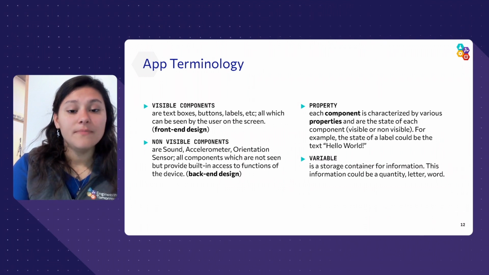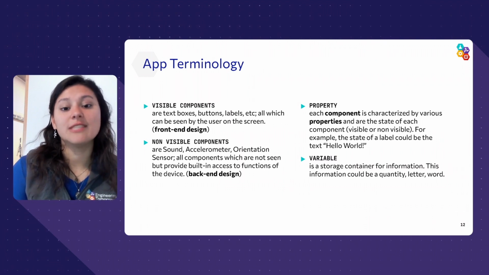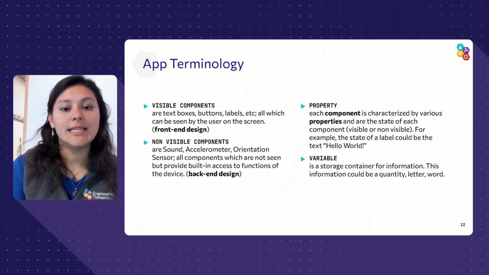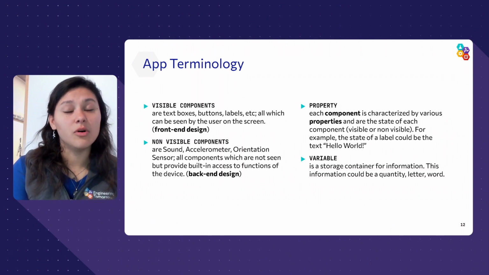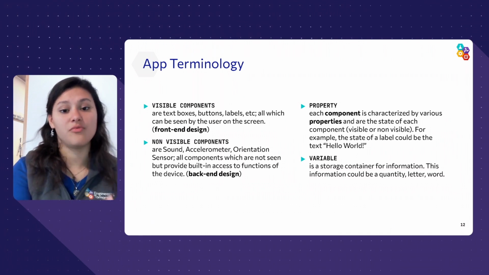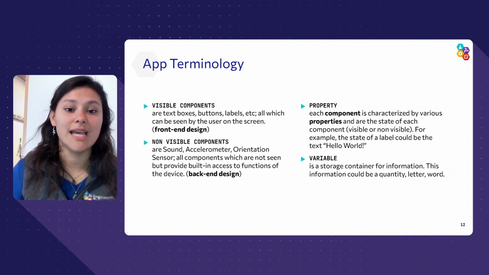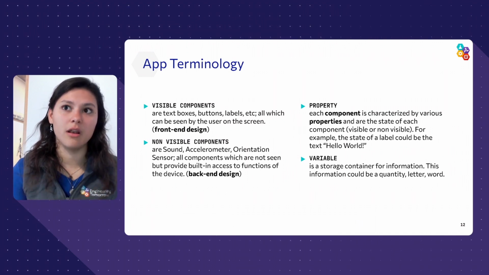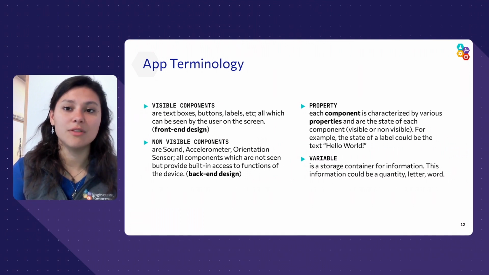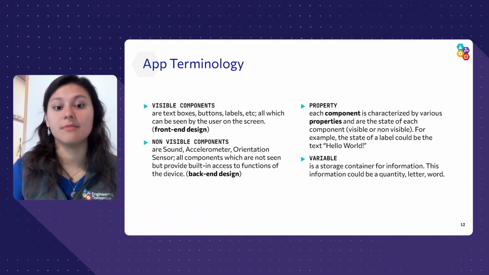So for property, each component is characterized by various properties, and the state of each component, visible or non-visible, is determined by the property. For example, the state of a label could be the text "Hello World," which is a common coding phrase that we use to make sure a code is in fact working.